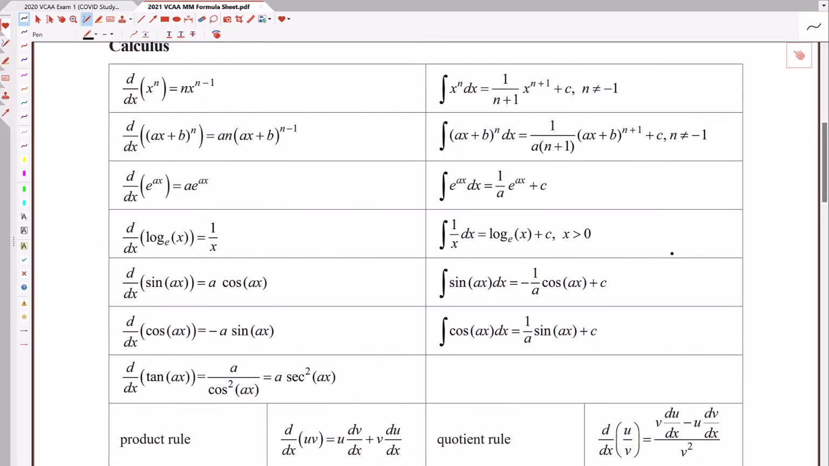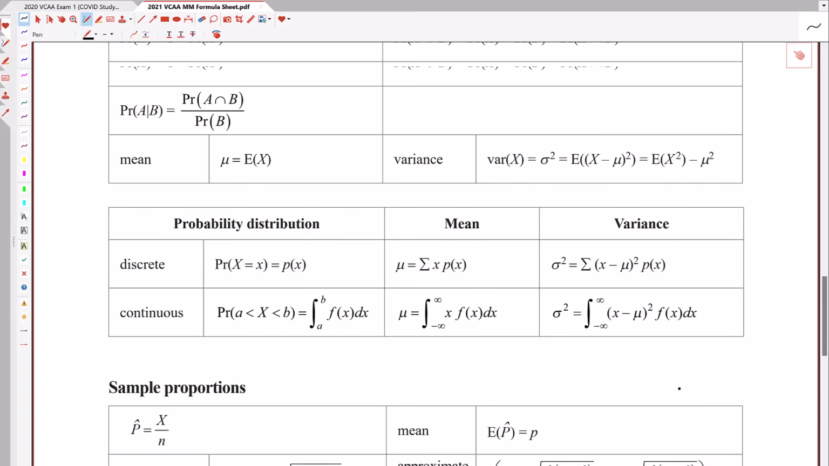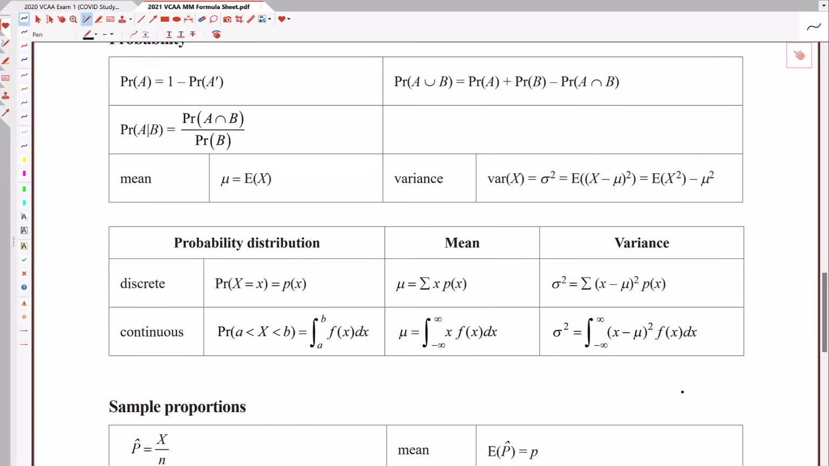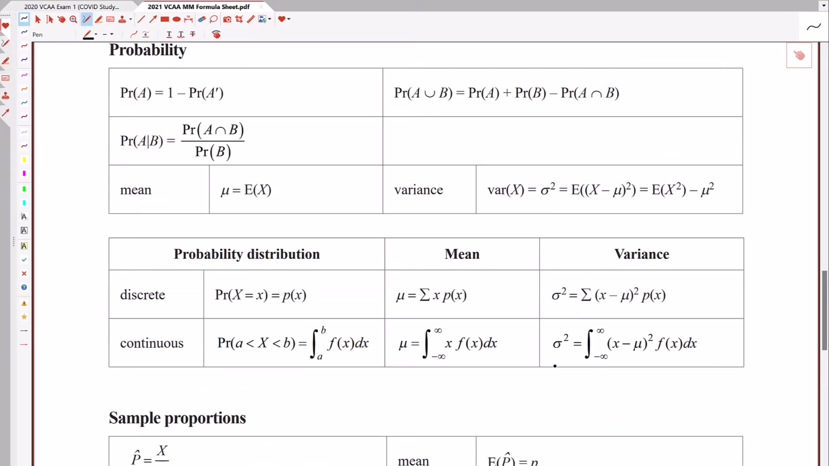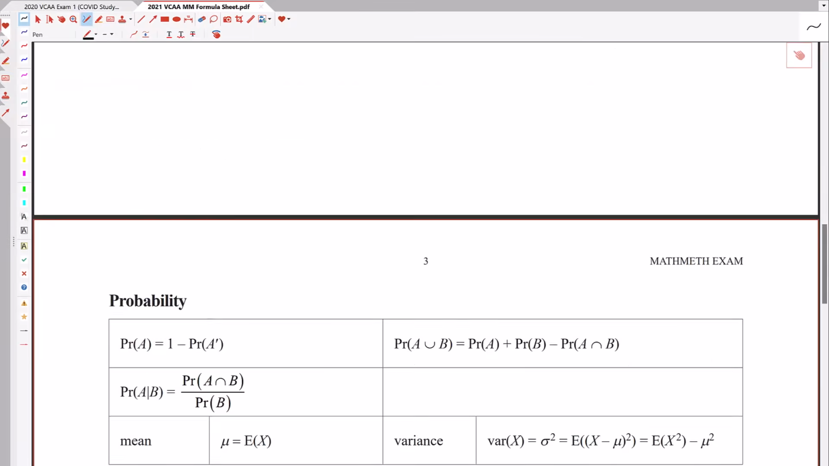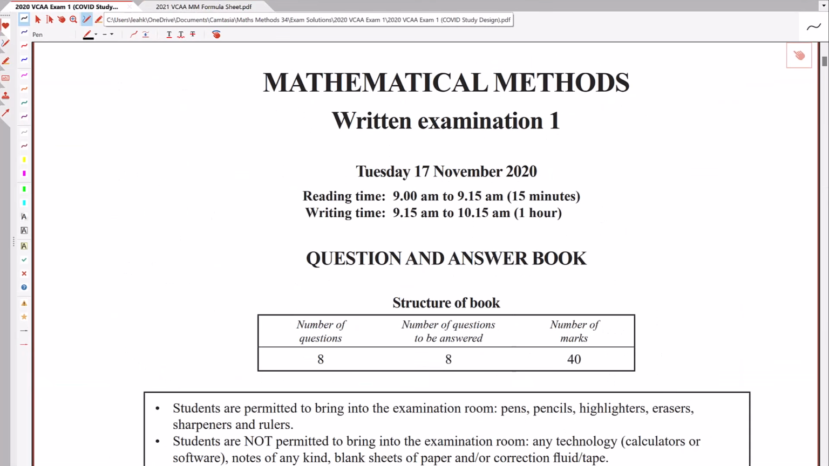Equally, there's a lot of differentiation and anti-differentiation rules here, and some probability formulas, though they're not particularly useful. The statistical inference formulas are here as well. These weren't relevant to the 2020 paper. In fact, this isn't the formula sheet that was used with the 2020 paper. There were fewer probability formulas on it. Okay, so let's go back to the exam and let's get going.